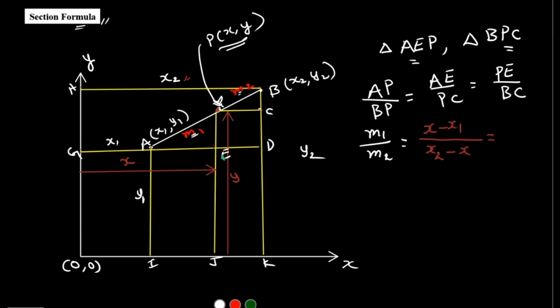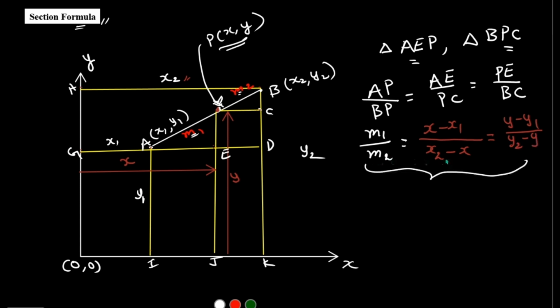What is the PE? P is this point and E is this point. PE is this one. How do you get this PE? From here to here is the distance y, because this is the y point, and here to here is y1. So that will be y minus y1, divided by BC. What is BC? The total distance here to here is y2, and here to here is y, so this will become y2 minus y.